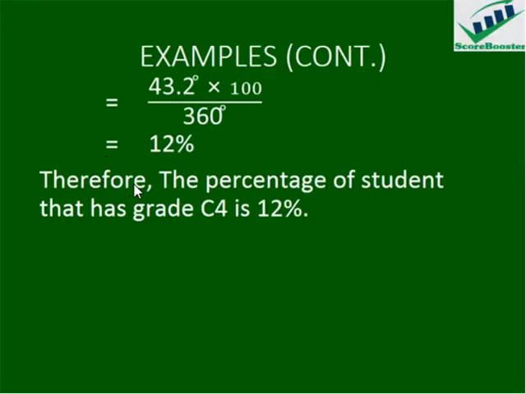So therefore, the percentage of students that has grade C4 is 12%. So you can obtain the percentage of a particular section of a pie chart even without knowing the number of students in that section or the total number of students. So that is what we did here. So that solves the question, and that ends the example.